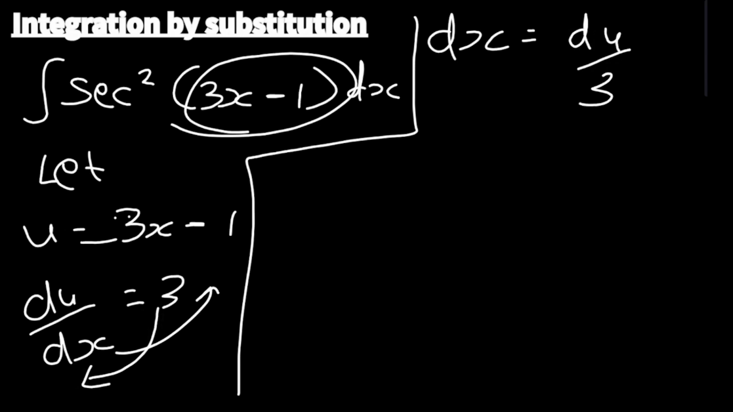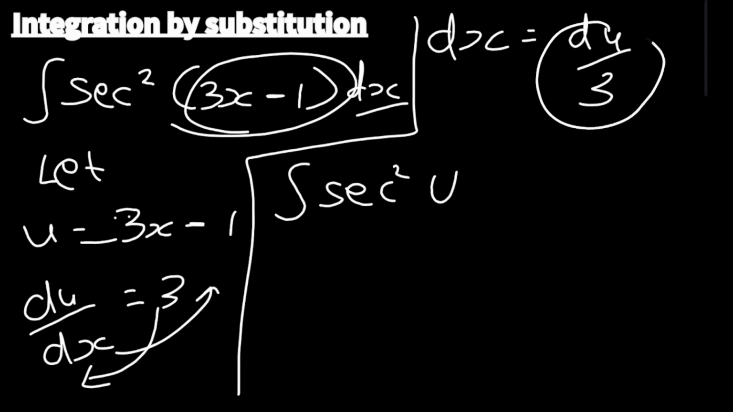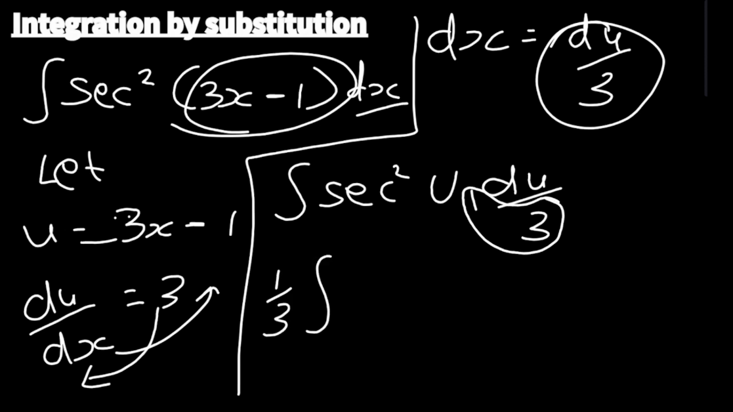Now substitute everything in our original integral, which is sec squared u. Our dx is now du over 3. Du over 3 is like a third du. A third is a constant, so it goes outside. Remember, when you have constants in the integral, you bring them outside the sign. And we remain with the integral of sec squared u du.